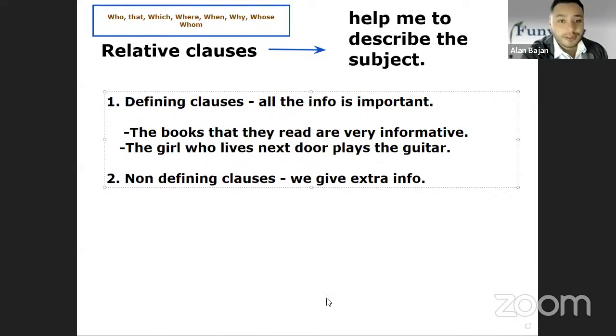Let's see your examples. Number one, the man who is the richest in the world is Jeff Bezos. Very good. She has a friend that is from USA. That book, which is very important, talks about... your sentence is non-defining. Why? Because I can say that book talks about how to be self-sufficient.